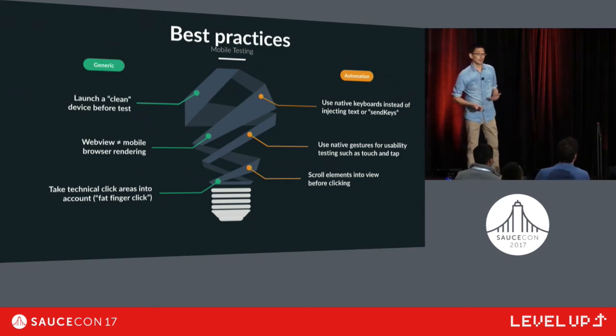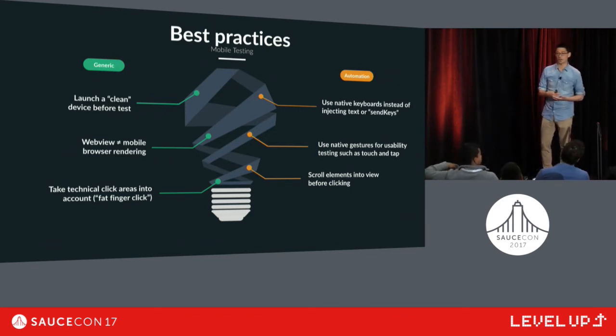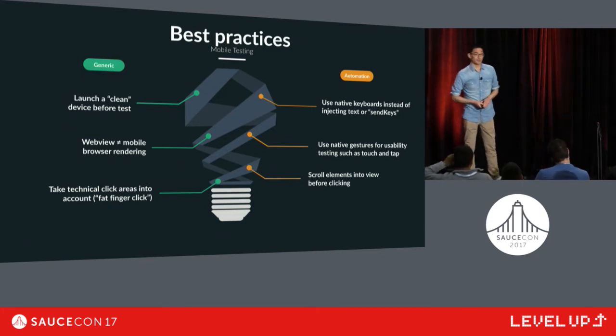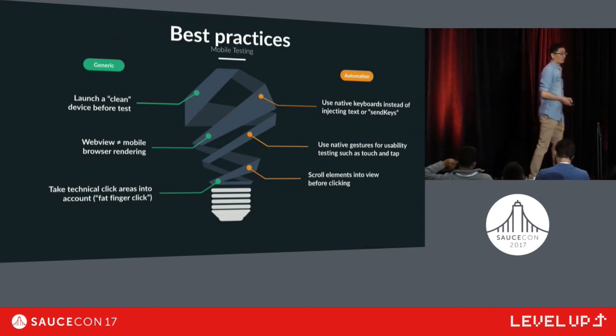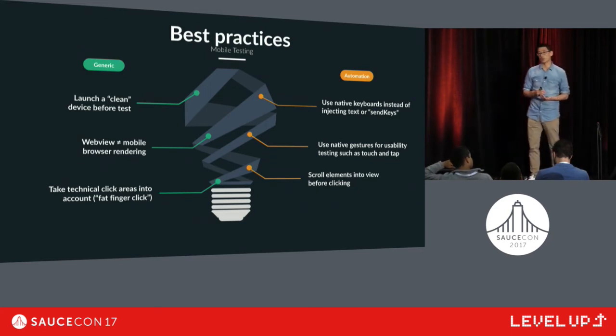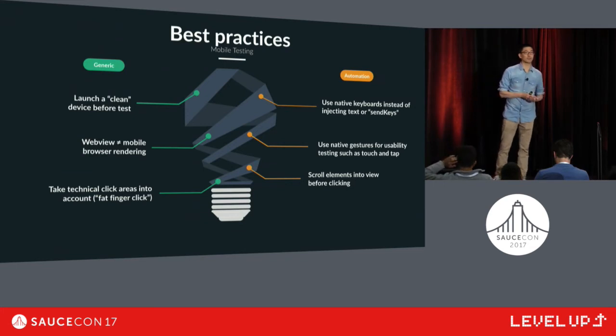Some generic ones: launch a clean device before each test. So that's either manual or automated. Make sure there are no previous cookies, local storage, or cache there, because that can influence your test. You want a clean test every time. You don't want that flakiness in your test suite. If you're dealing with a hybrid app, focus on your web view. So use your app with your web view on mobile simulators, emulators, because it's different than a mobile browser. The rendering is really different. So again, if you look at visuals, really just focus on your web view.